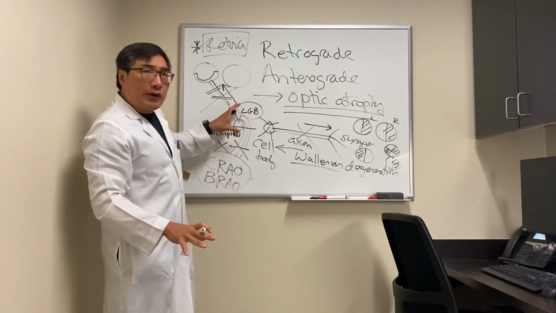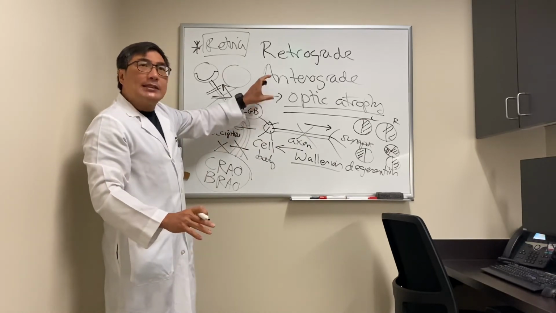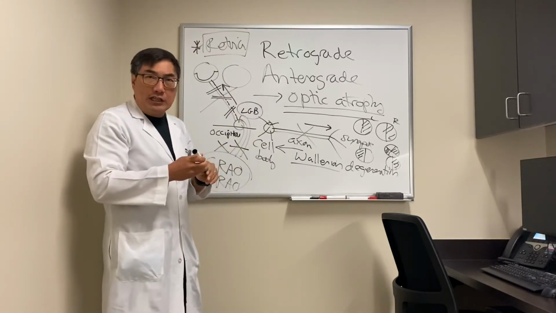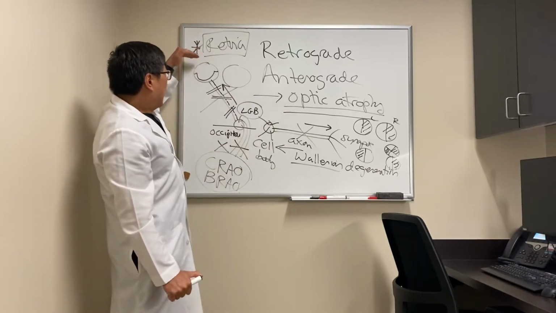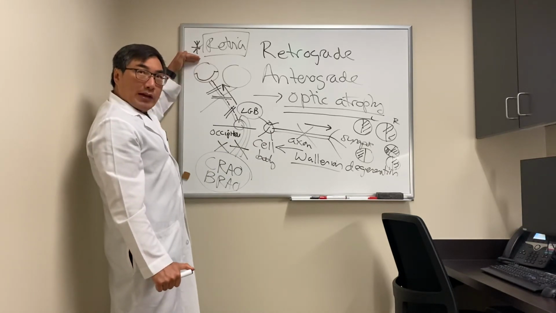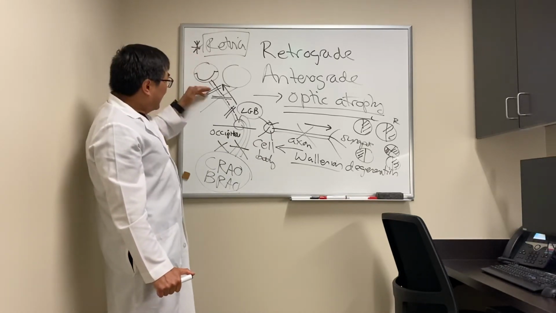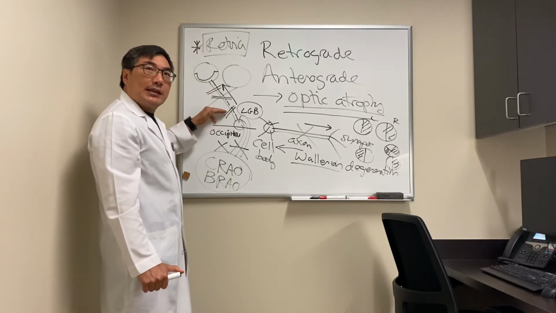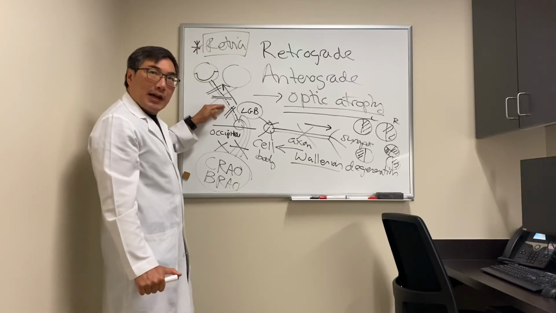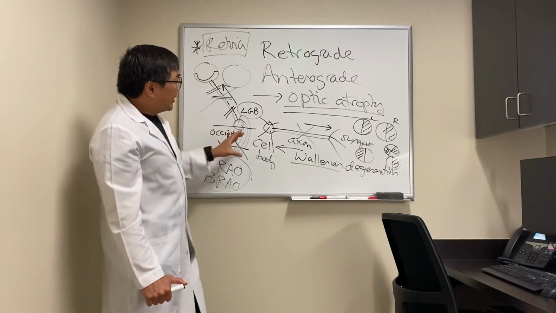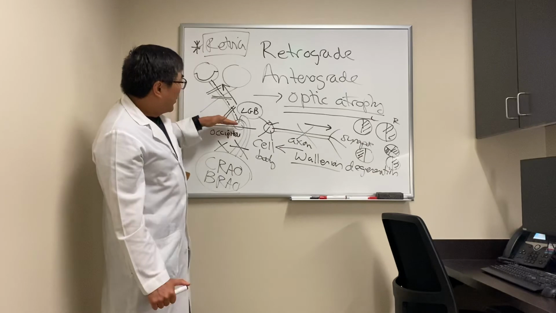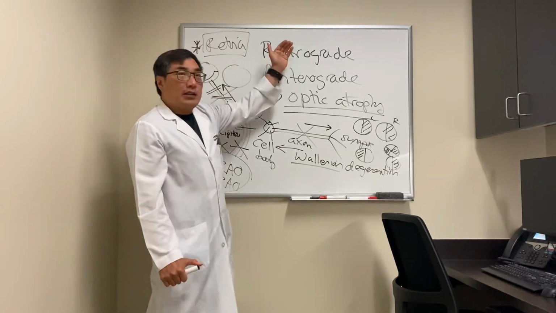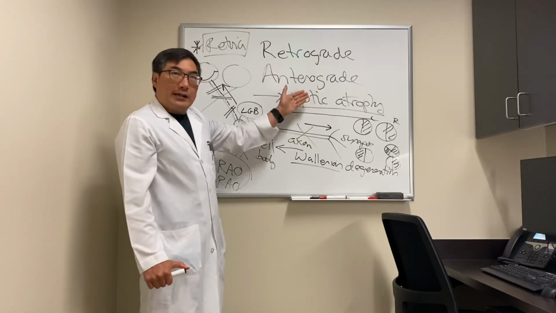So the key take-home point is optic atrophy is a sign, not a diagnosis. It doesn't tell you where the lesion is. The lesion could be in the retina, in the retinal ganglion cell or its axon, in the optic nerve, in the optic chiasm, and in the optic tract, but not the optic radiations. And so you need to know that optic atrophy means we are in front of the geniculate body all the way to the retina. And that could be either retrograde or anterograde optic atrophy.